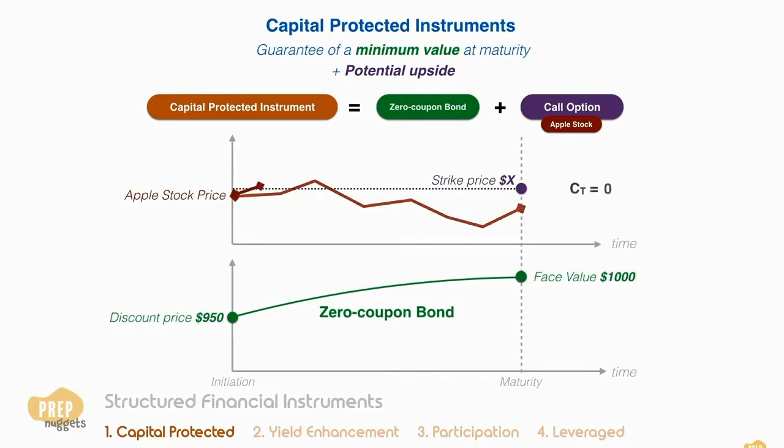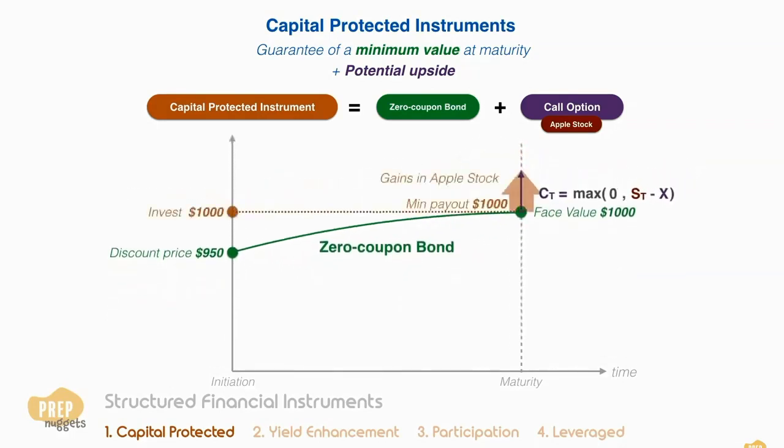If Apple's stock price ends above the strike price at maturity, the difference between the spot and the strike price is the gain that will form the potential upside to the investor. So now you see how easy it is to achieve capital protection by combining a zero-coupon bond with a call option. Such a structured financial instrument is called a guarantee certificate because the guaranteed payoff is equal to the initial cost of the structured security.